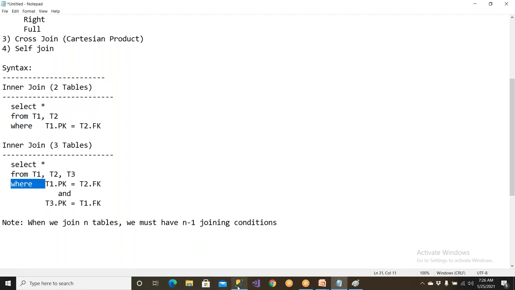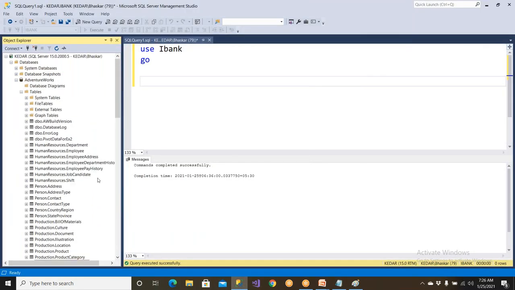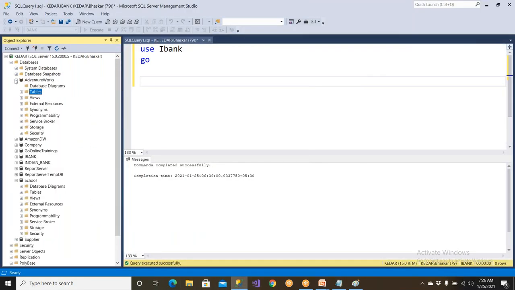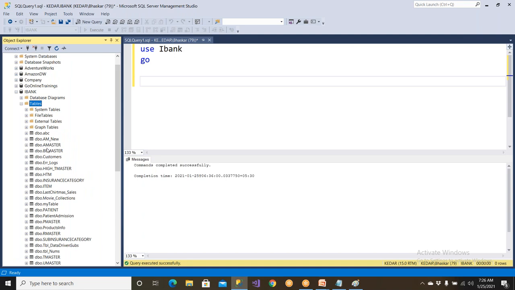Clear? Let me take the same thing here. Now I wanted to know, account master: select star from the account master table.